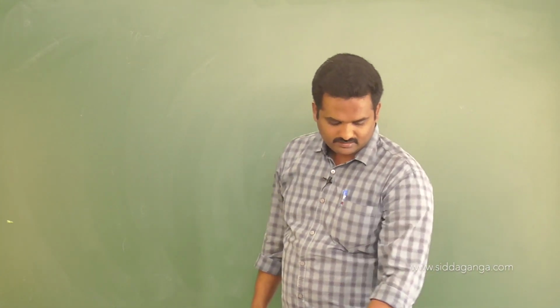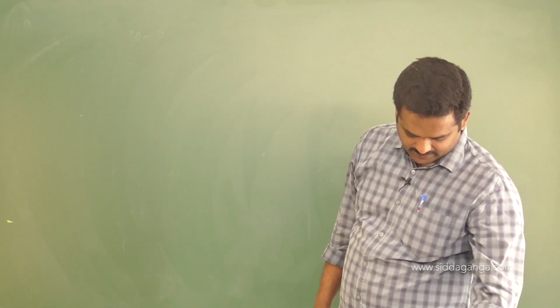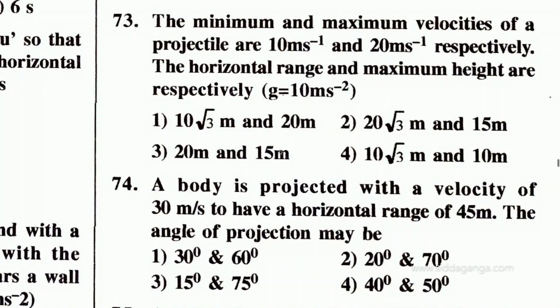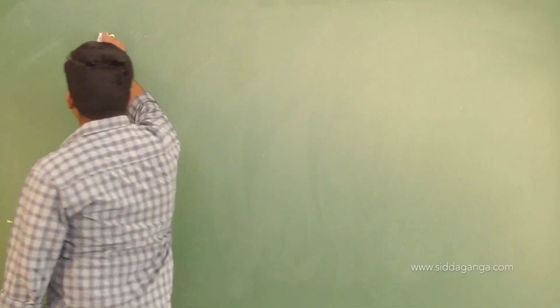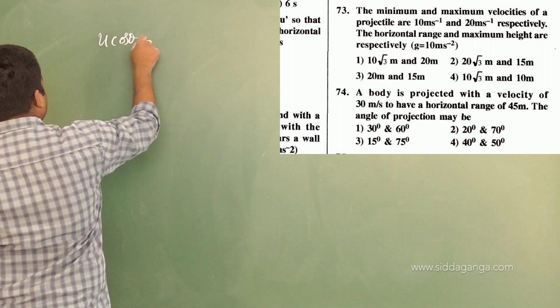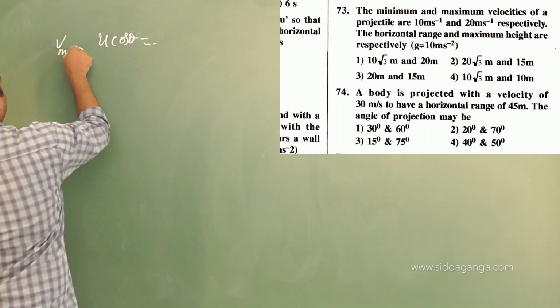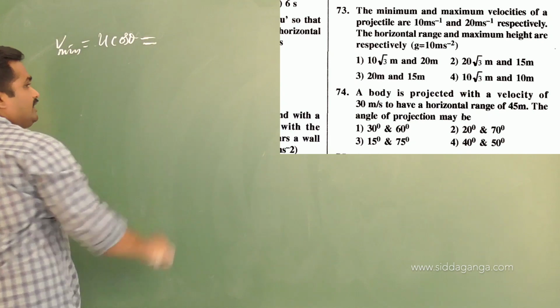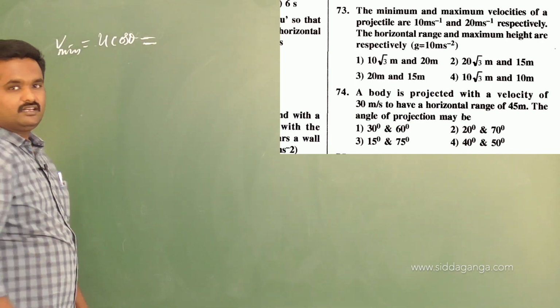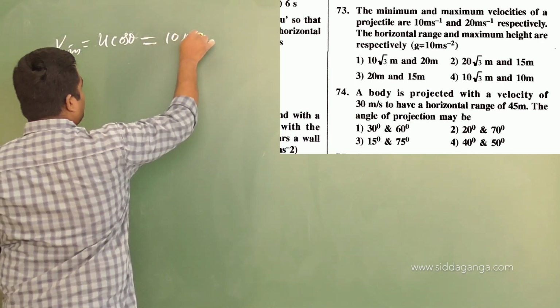Minimum and maximum velocities of a projectile are 10 meter per second and 20 meter per second respectively. Then the horizontal range and maximum height are respectively? Where is the velocity minimum? At the highest point. Indirectly they are saying that u cos theta is the minimum velocity, at the highest point. How much is it? 10 meter per second.